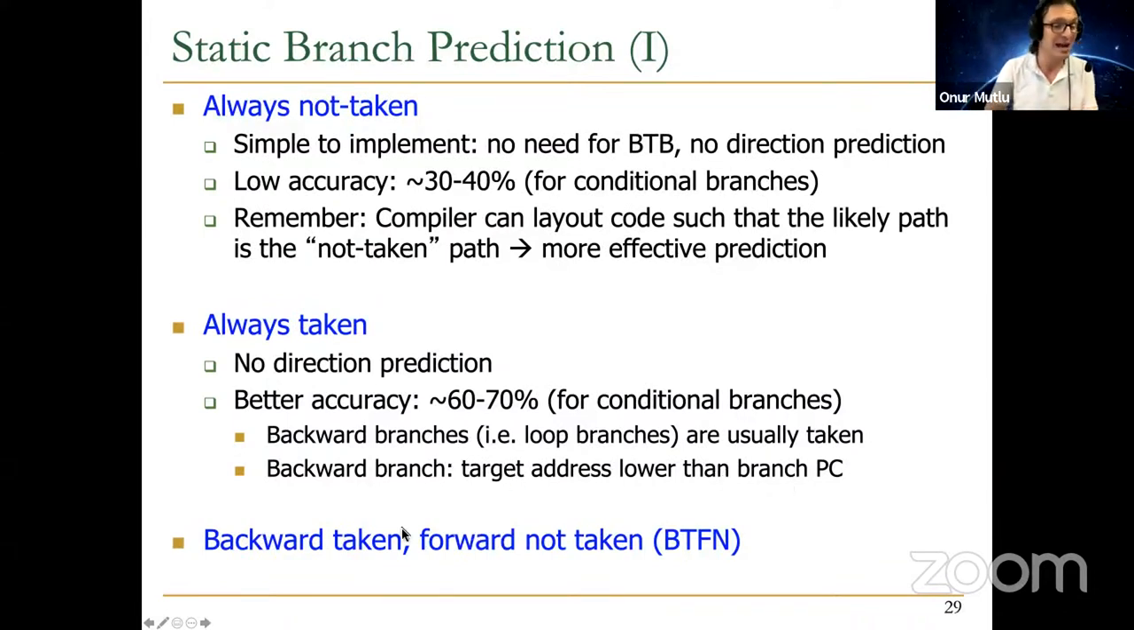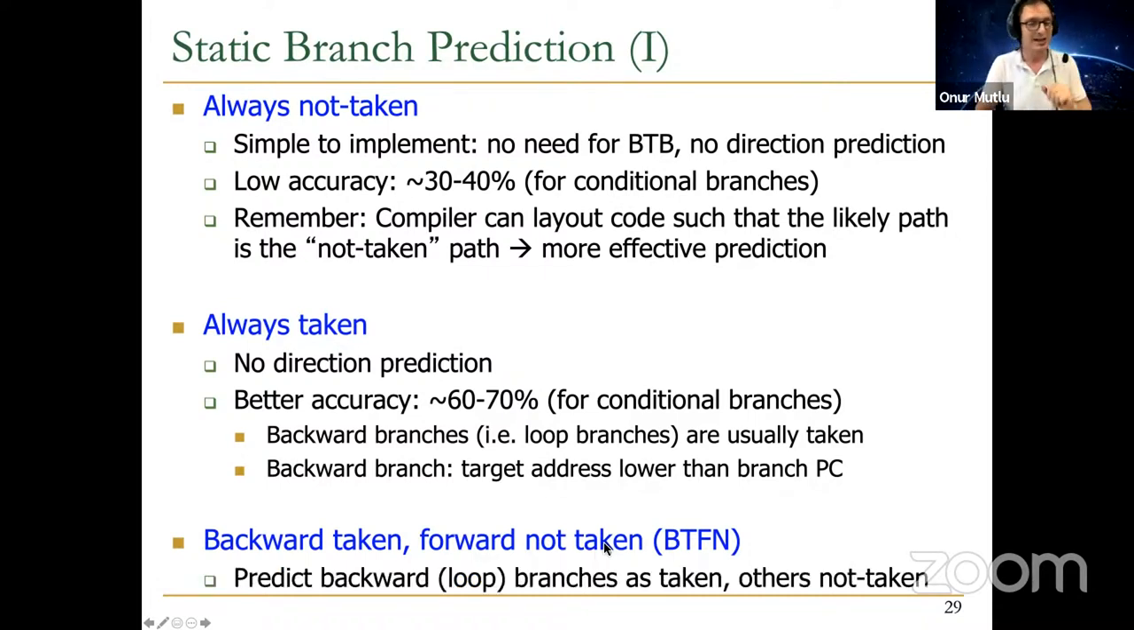Okay, that leads to backward taken, forward not taken prediction. It's a form of static prediction also. And the basic idea is to predict the backward branches as taken, others as not taken. And the reason is people have found out that backward branches are loop branches and they're usually taken. Forward branches are non-loop branches and they're usually not taken, or at least there's not a lot of bias in the branches. As a result, treating these different branches separately is good. That leads to a better accuracy.